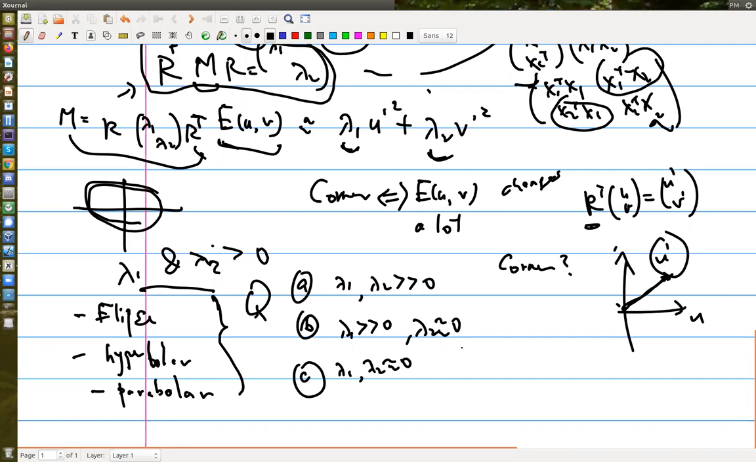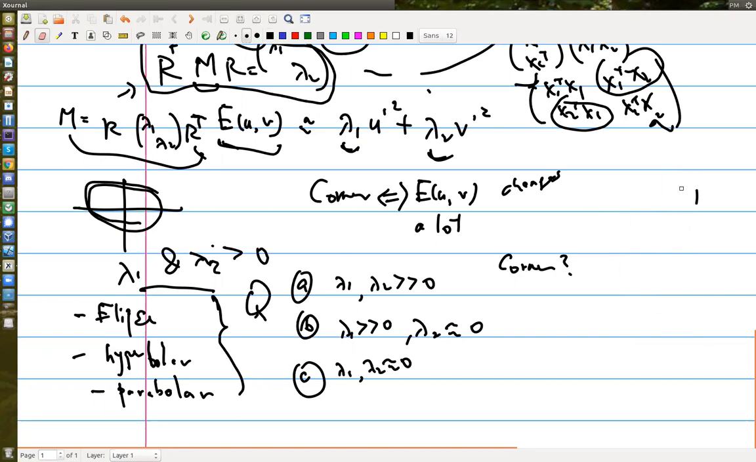Actually, B is the most unlikely one. I don't know why so many of you picked B. Actually, let me go through the other two cases also. If EUV changes a lot, it will be a corner.